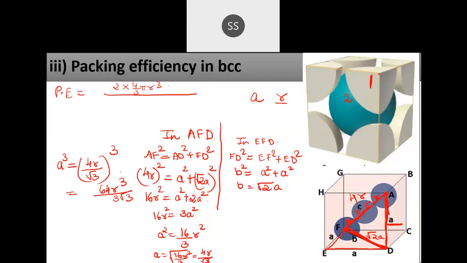Okay, so this will give you A cube value, and we know the volume of the atom we have already got. So you need to substitute over here 64 R cube divided by 3 root 3 into 100. Okay, then you will get the percentage. That we will see later. So this is the brief idea that I gave you.